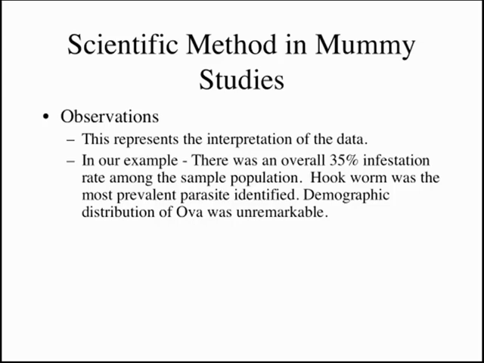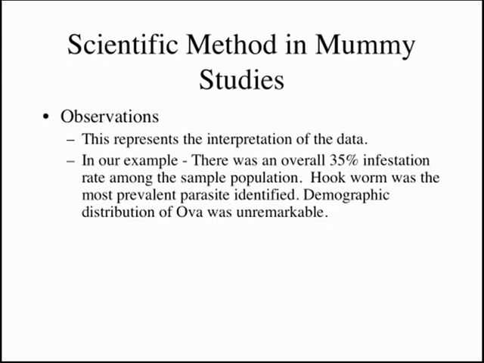In our sample, there was an overall, this is all hypothetical, there was an overall 35% infestation rate among the sample population. Hookworm was the most prevalent parasite identified. Demographic distribution of the ova was unremarkable. So that's our interpretation of the data.